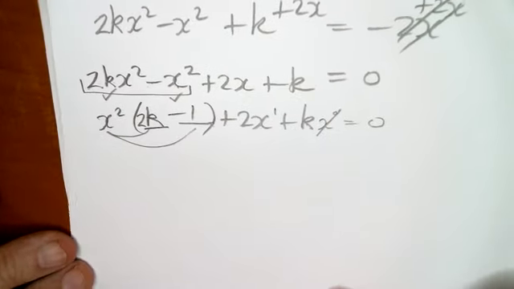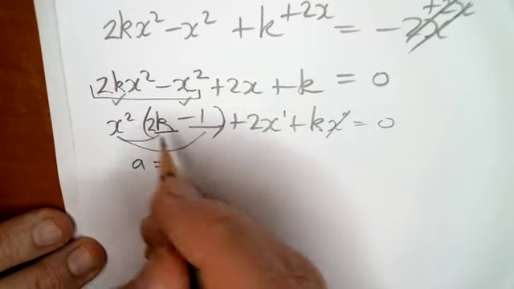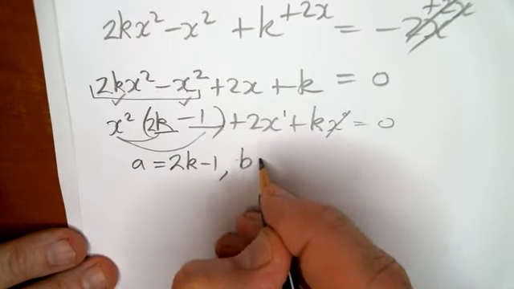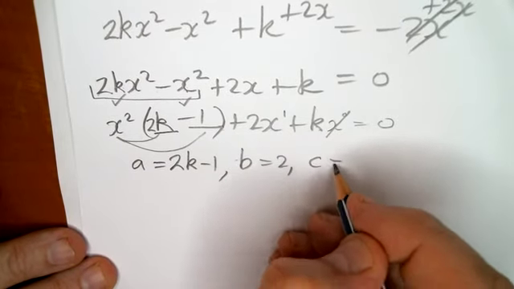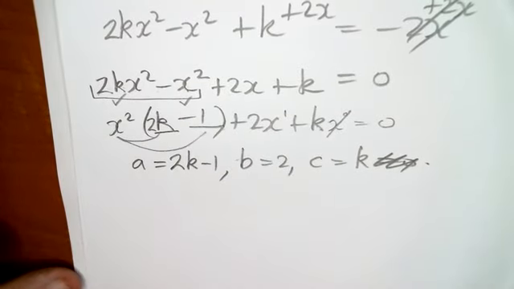So let's rewrite this now. We've now got the coefficients. In fact, the a value, the coefficient of x squared, is going to be 2k minus 1. There it is. The coefficient b we've got is 2. The coefficient c we can see is k. Oh, what am I doing? Don't need equals 0 on that one.